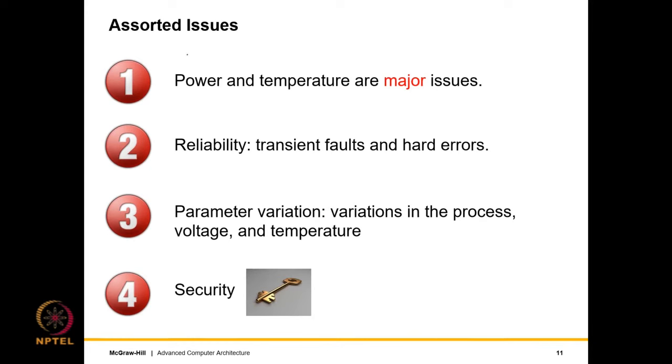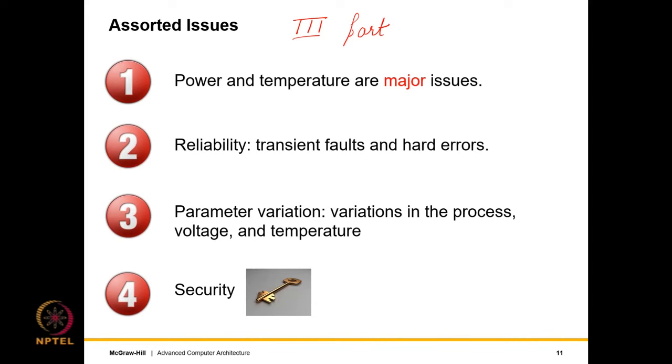The third part of the book will discuss assorted issues. All right. So it will first start with chapter 11, which talks about power and temperature. Power and temperature are major issues, no doubt. They have stopped the further scaling of processors primarily because we cannot increase the temperature or increase the complexity any further, because the power dissipation and the resultant temperature rise will become prohibitive.